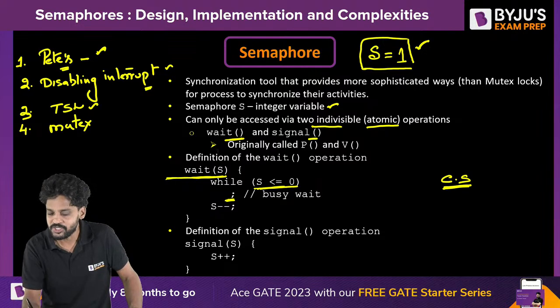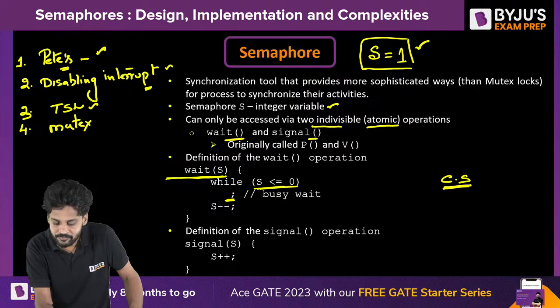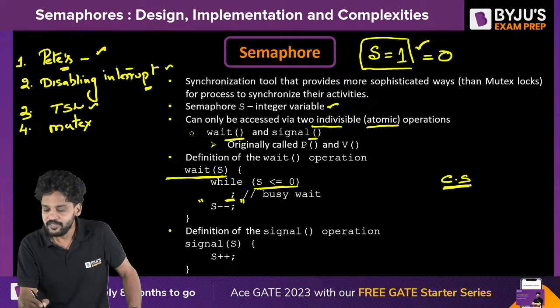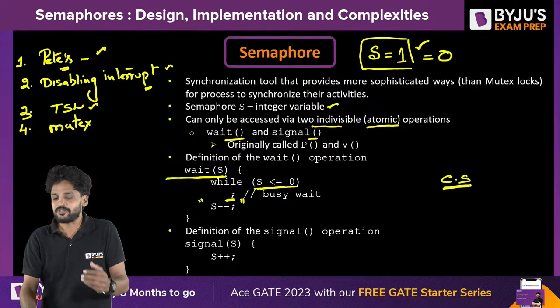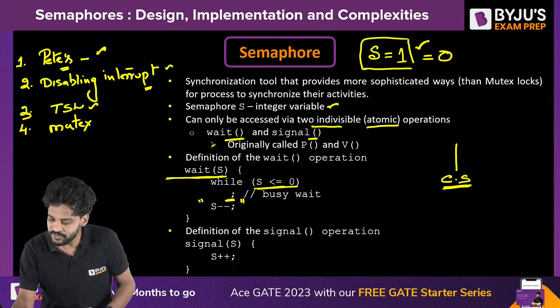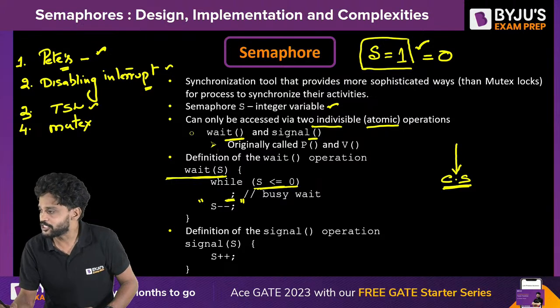Initially, for the first process, S will definitely be equal to 1. Then it will come out of the while loop. It will be released from the while loop. Right after it comes out of the while loop, it is going to decrement S. What is S now? Right after the decrement happens, S will become 0. So obviously, for the first process, the S value will be equal to 1, and then the first process will be able to enter into the critical section.